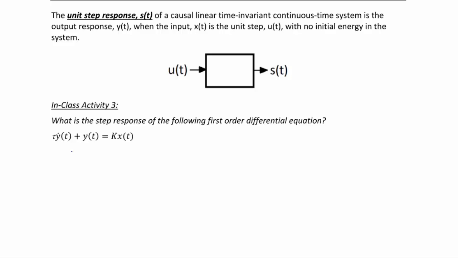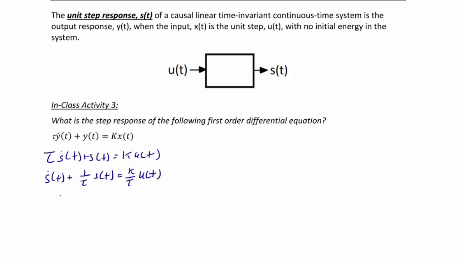So we have tau s dot of t plus s of t equals k u of t. Then we're going to write it in standard form so that we can solve for s of t. So we're going to have s dot of t plus 1 over tau s of t equals k over tau u of t.